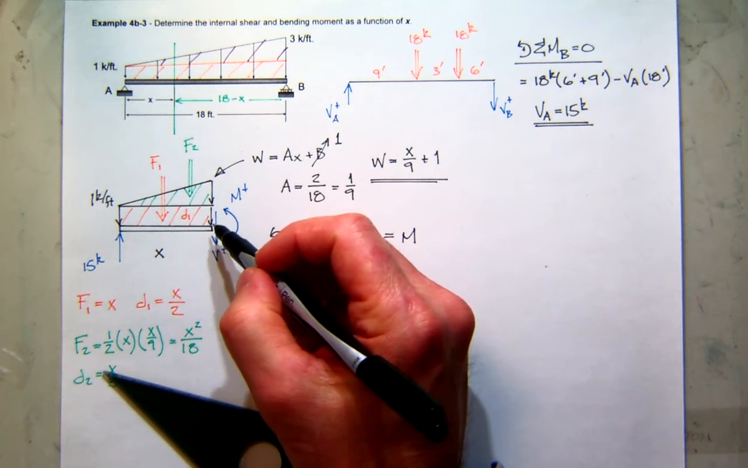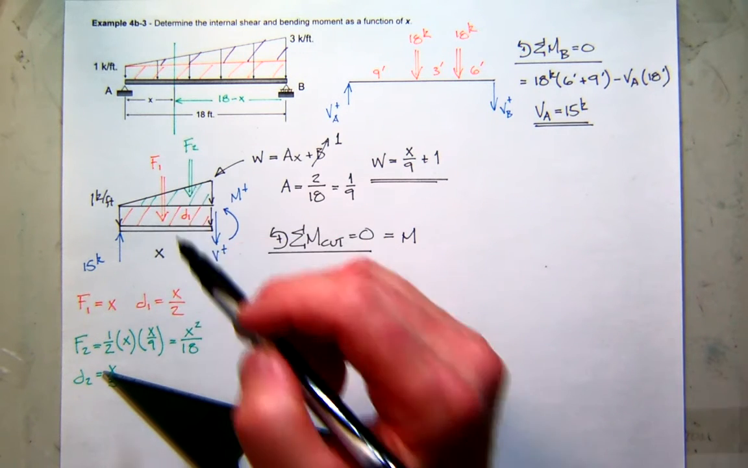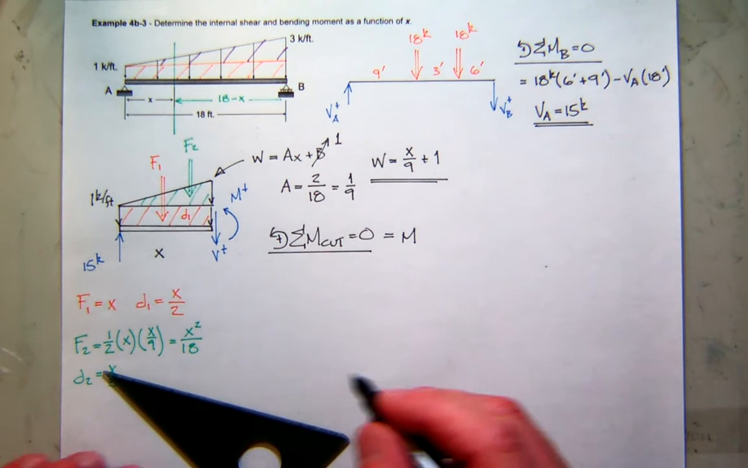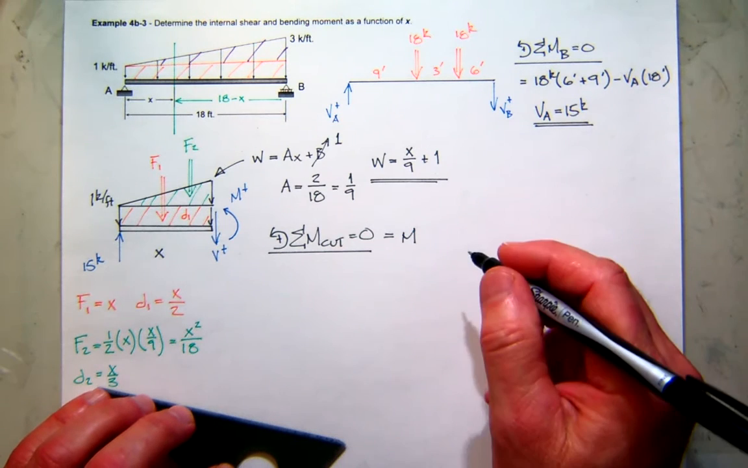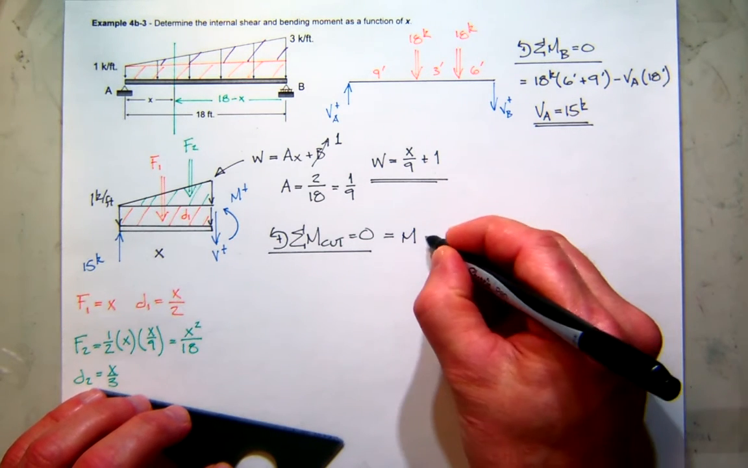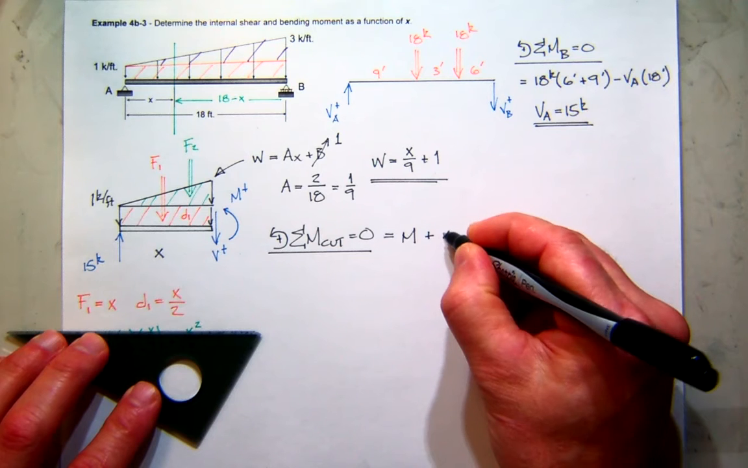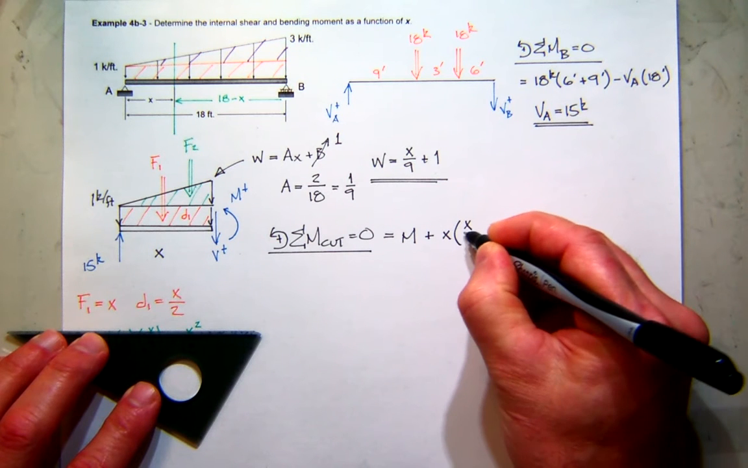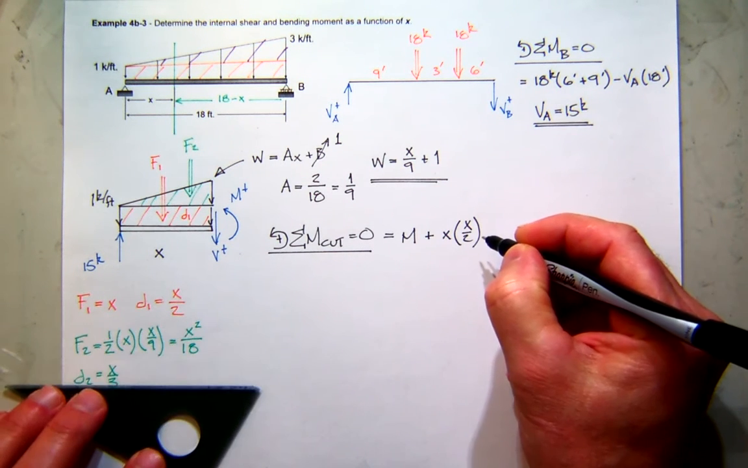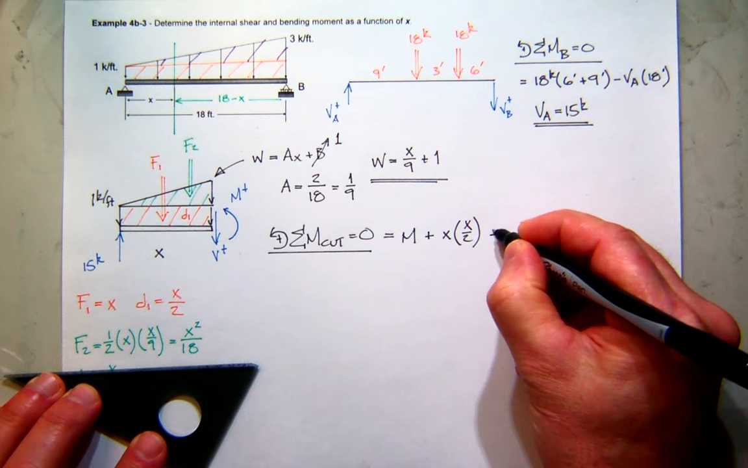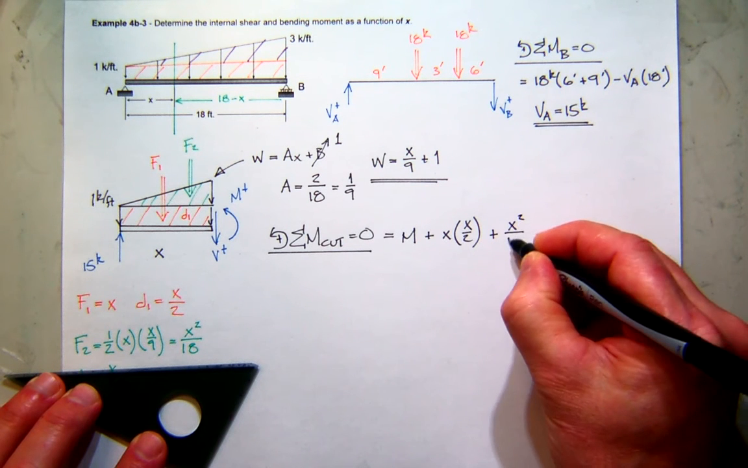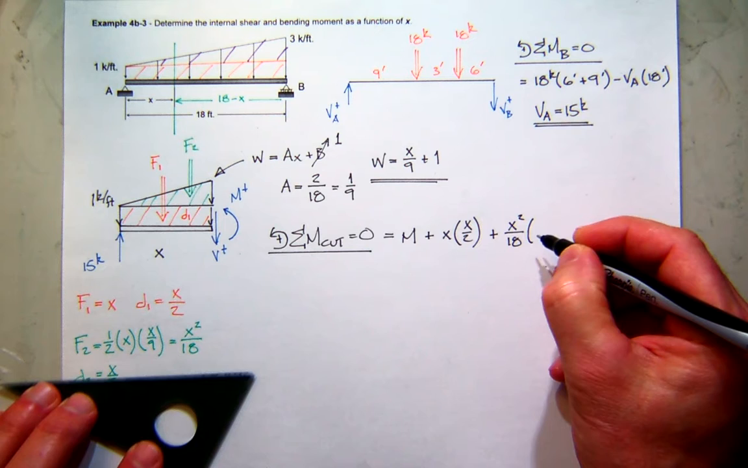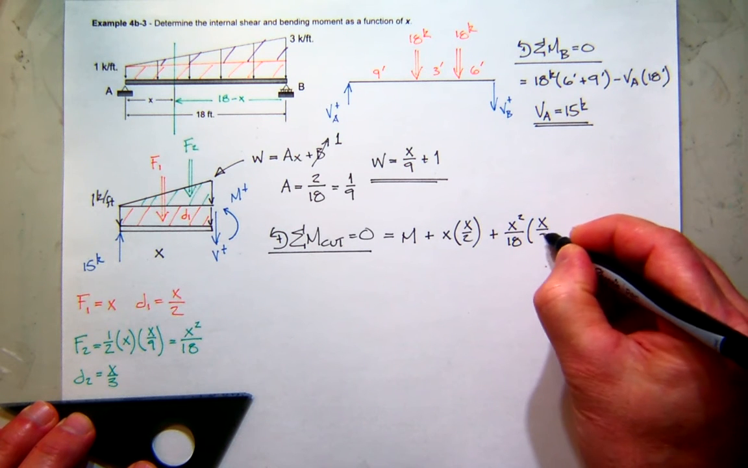The moment about the cut due to F1 and F2, are those positive or negative? Right-hand rule. They are positive. So the first one will be F1, which is x, times D1, which is x over 2. The second one will be positive, and that's going to be F2, which is x squared over 18, times D2, which is x over 3.